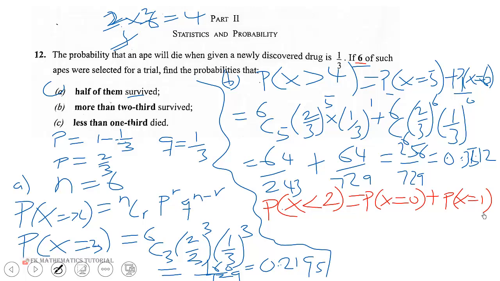We have to use the formula. This time the question says less than 1/10 died, so died is a favorable outcome. As given in the question, the probability that an ape will die is 1 over 3. So that's the favorable outcome, which is the P for this question. But for this one, the favorable outcome will be 2 over 3.